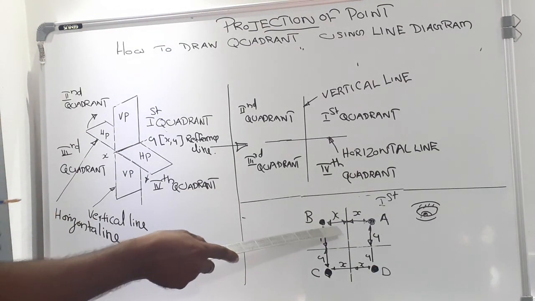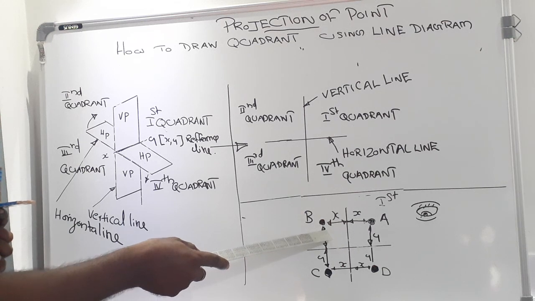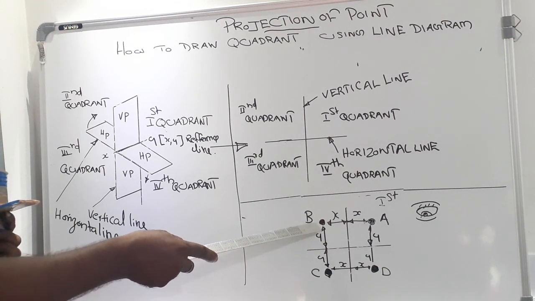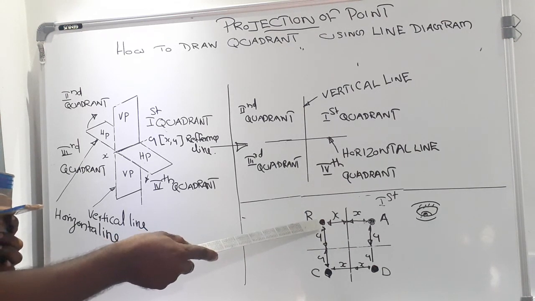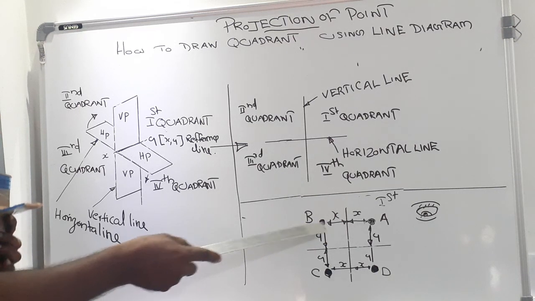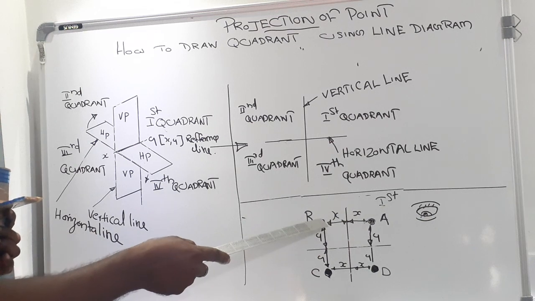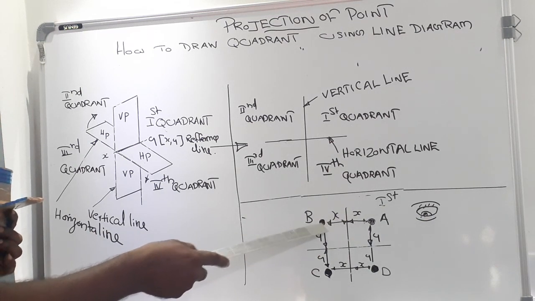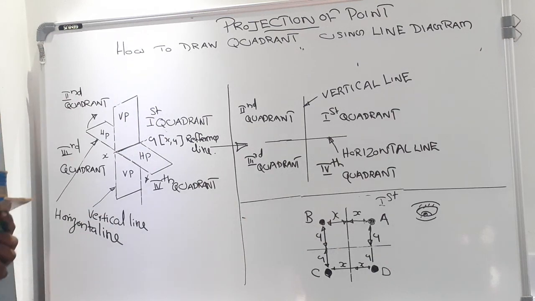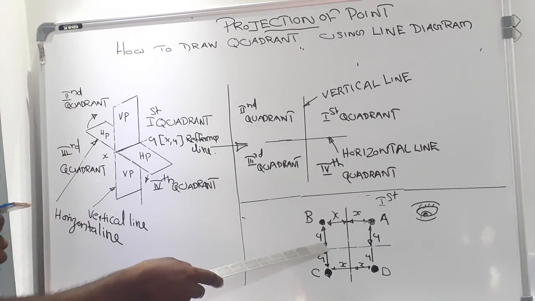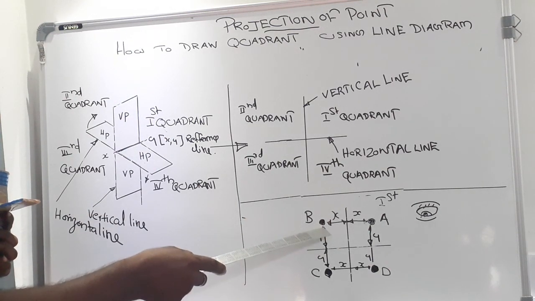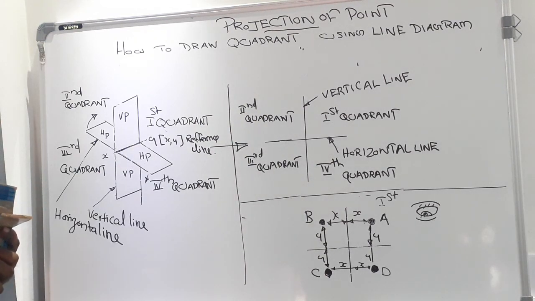Similarly, in the case of second quadrant, B is the point. B is the point which is fixed in second quadrant, according to the position of the viewer. The point B is X millimeter behind the vertical line and Y distance above the horizontal line.